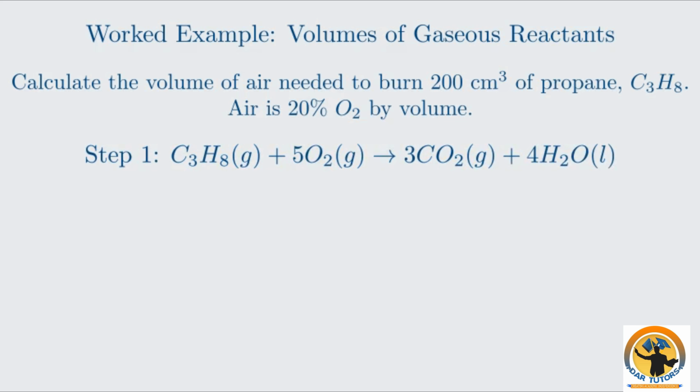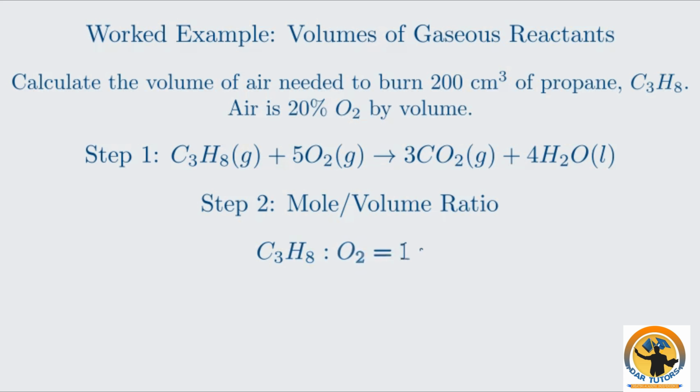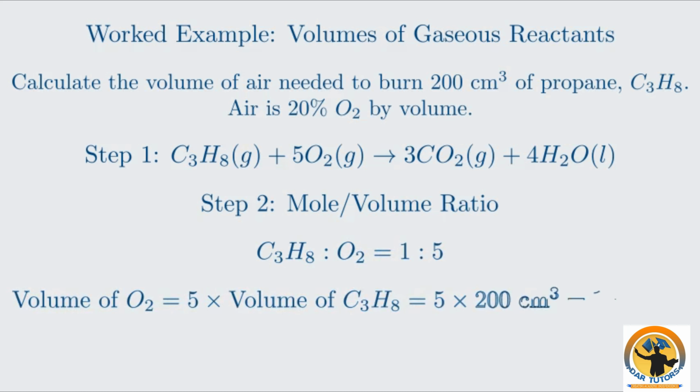The balanced equation tells us that 1 volume of propane reacts with 5 volumes of oxygen. This is a 1:5 ratio. Since we have 200 cm³ of propane, we need 5 times that volume in oxygen. 5 times 200 cm³ is 1,000 cm³ of oxygen.